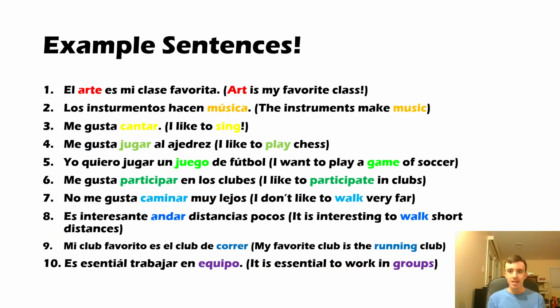Check out these practice sentences to help you understand the 10 words. It's okay if you don't understand the whole sentences, but hopefully you can pick out a couple words that you do know. I have the English translations right there. El arte es mi clase favorita. Yeah, this could also help you practice your pronunciation. Los instrumentos hacen música. Me gusta cantar.